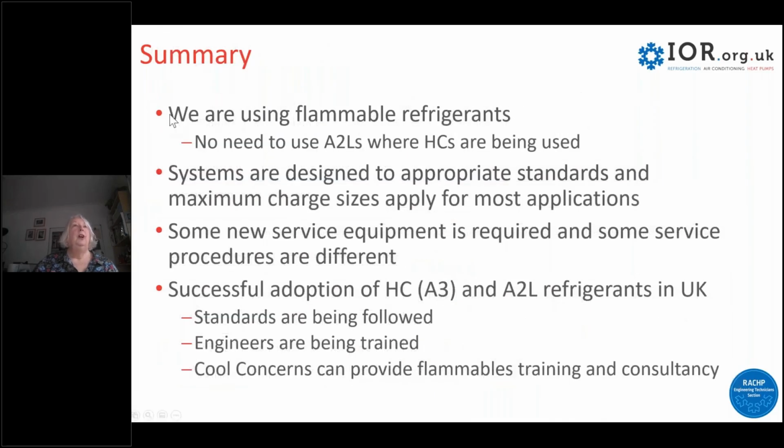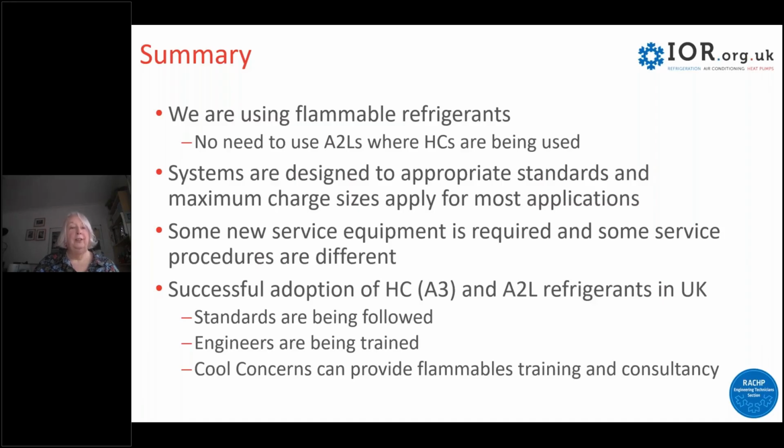So summarising this particular presentation before we go on to Chris's, we are using flammable refrigerants already very widely. We've been using flammables in the UK since the mid-90s. So we are very experienced at that in the UK. That of course has been hydrocarbons. There really isn't any need to use A2Ls where we are already successfully using hydrocarbons. What the A2Ls allow us to do is to expand our use of flammables into larger systems. We are designing those systems to appropriate standards.